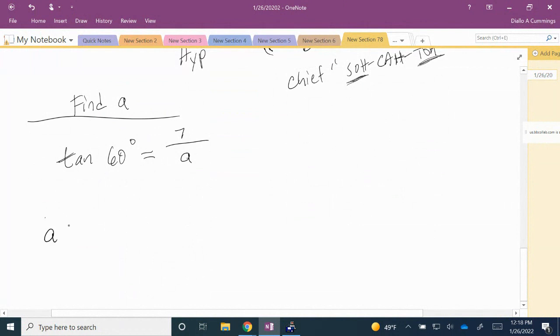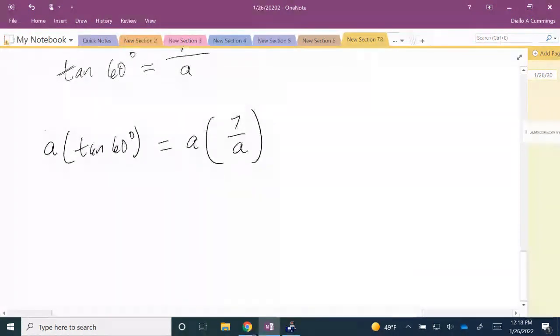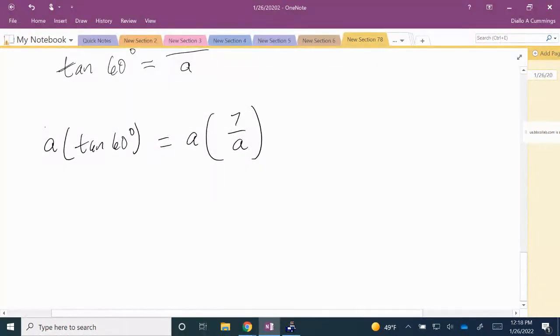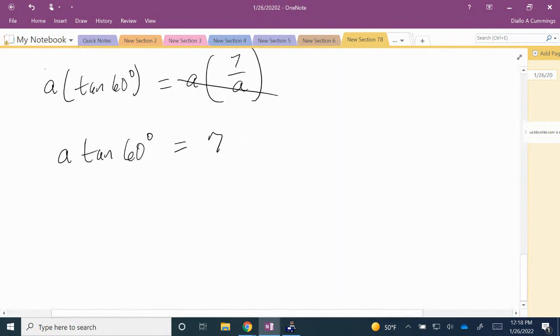So I'm going to multiply the left-hand side by A. I'm also going to multiply the right-hand side by A. Right, so on the left-hand side, I have A times the tangent of 60 degrees. On the right-hand side, the A's cancel. I'm left with 7.